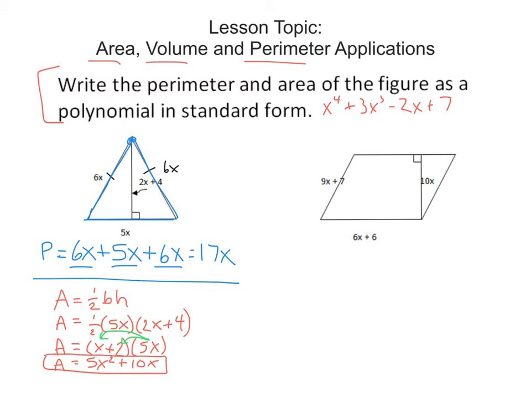Go ahead and try this second example, knowing that this is a parallelogram. And remember that parallelograms have opposite sides congruent, so that's something you might want to remember. And try to write the perimeter and area and then check back to see how you did.